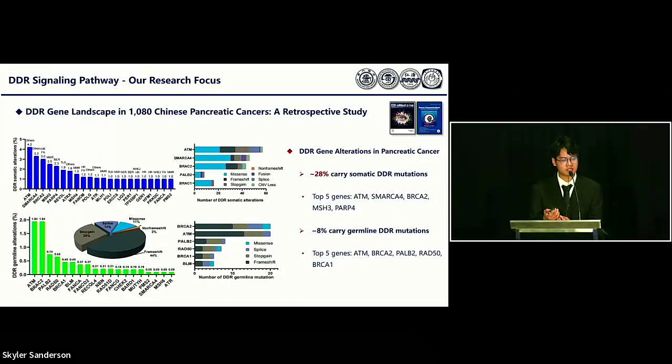Since the correlation of DDR gene mutation and platinum-based treatment efficacy has been proven, our team has recently focused on the DDR signaling pathway in pancreatic cancer. We have identified the DDR gene landscape in 1,080 Chinese pancreatic cancer patients, and we found that over 28% of patients carry somatic DDR mutations. In the future, how to develop a precise HRD score to predict the response to platinum-based treatment, and how to enrich the patients who could benefit from this regimen, will be the focus of our research.